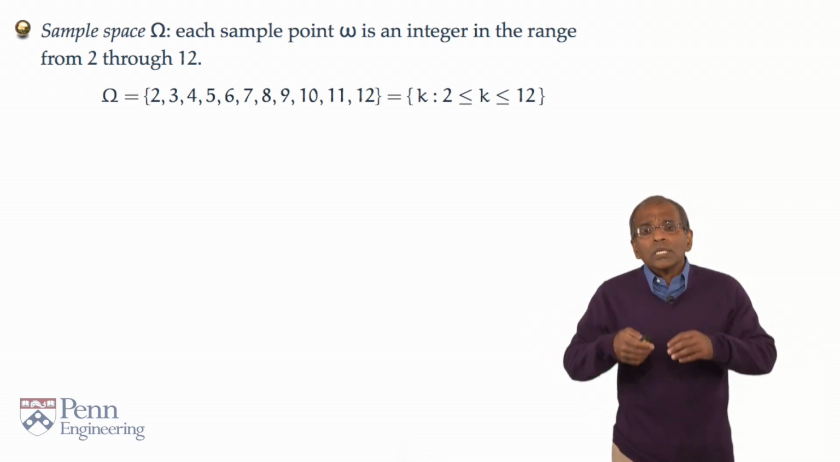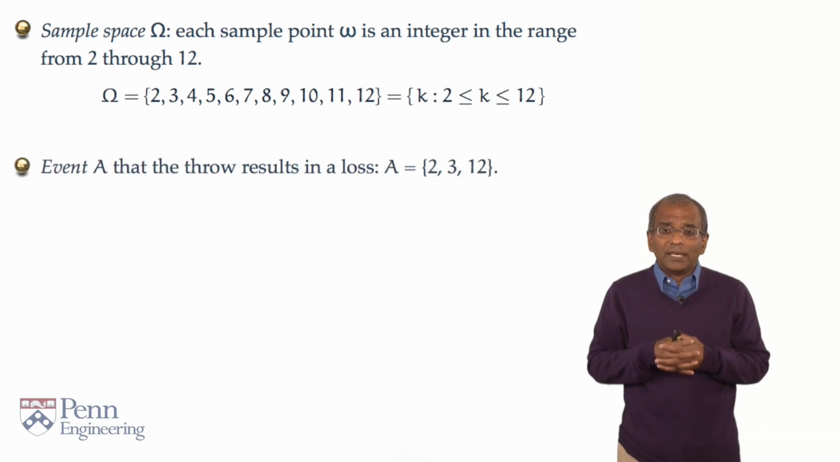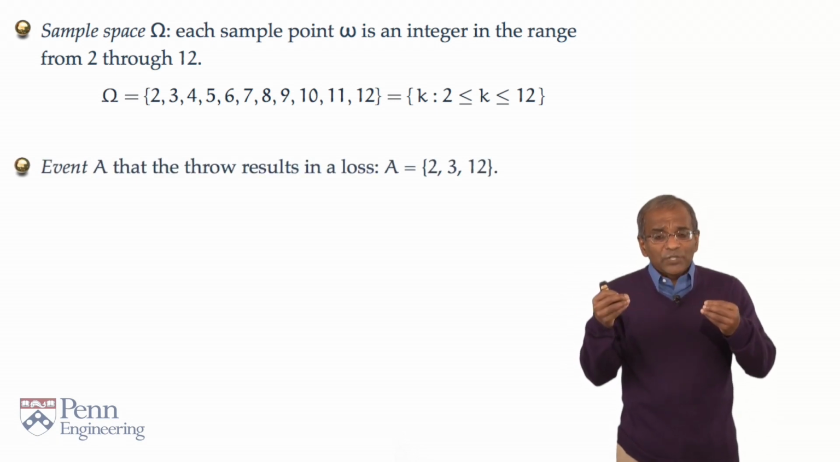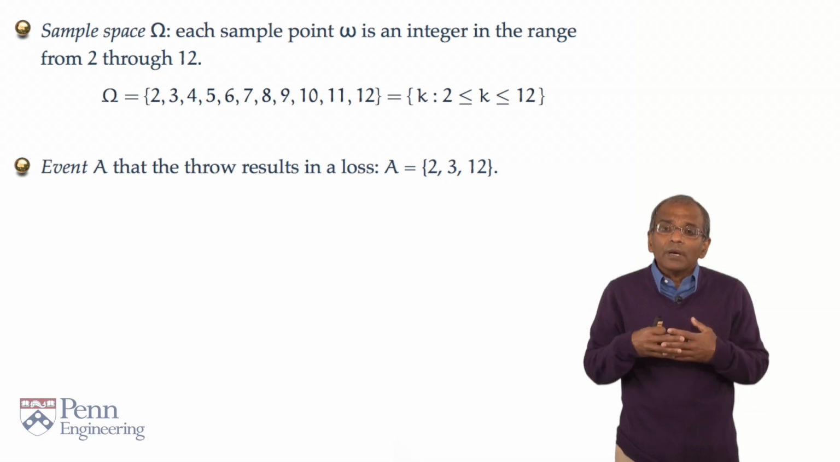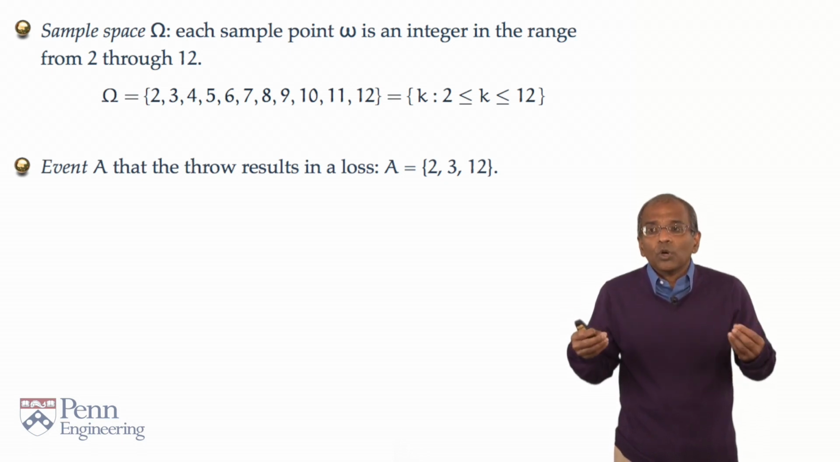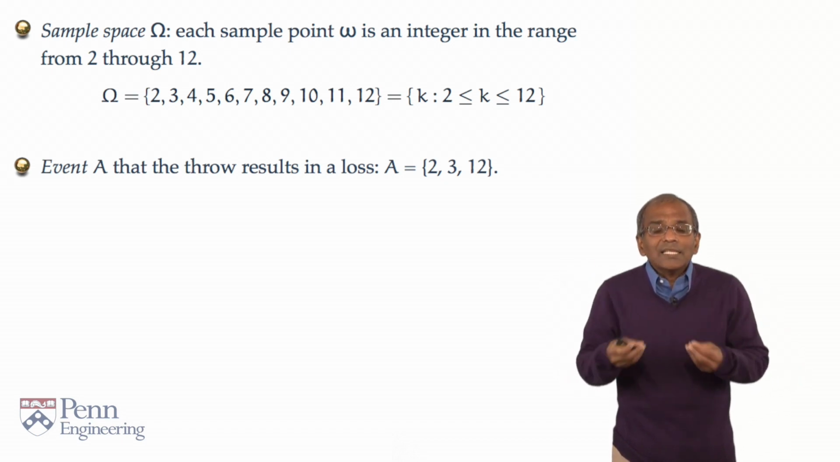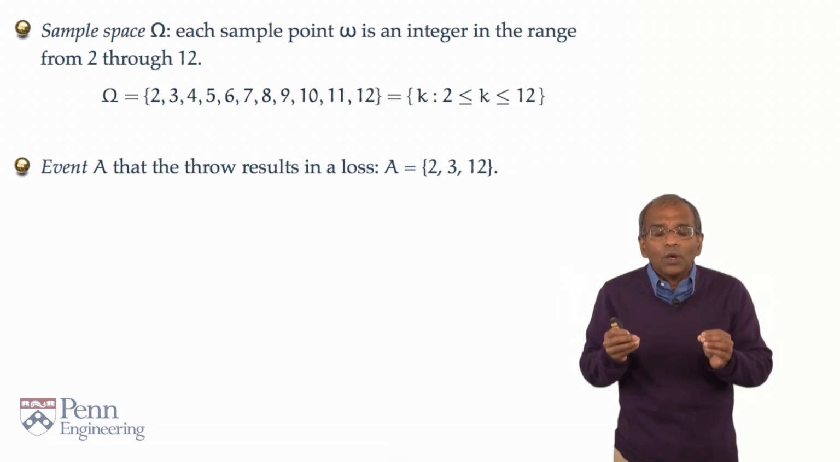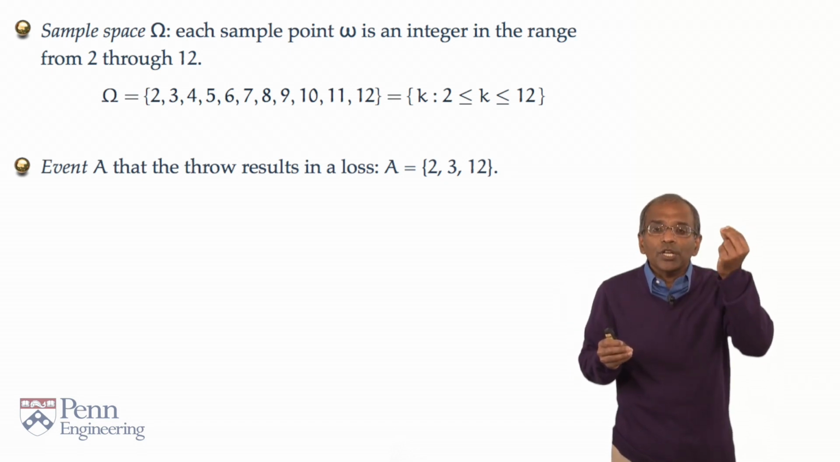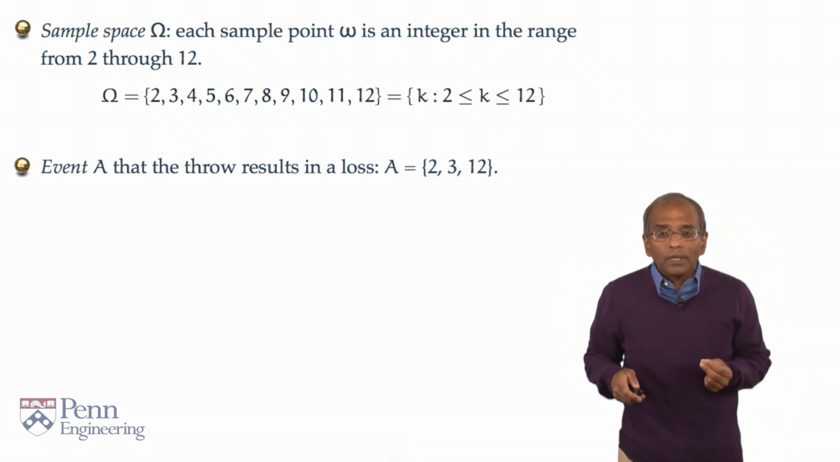Excellent. What is the event of interest here? Well, the rules of craps say that you lose on the first throw if you happen to throw a 2 or a 3 or a 12. This then is the event A of interest. It consists of that particular subset of these 3 sample points, 2, 3, and 12.